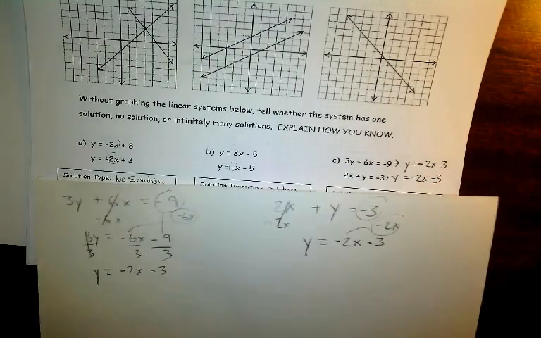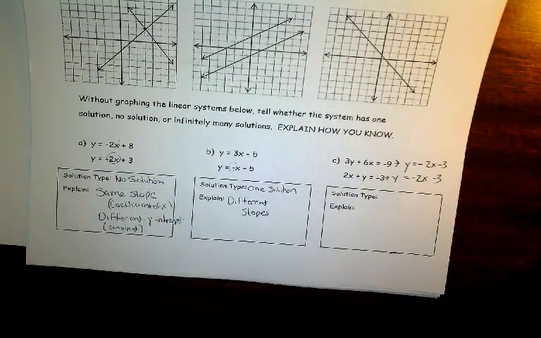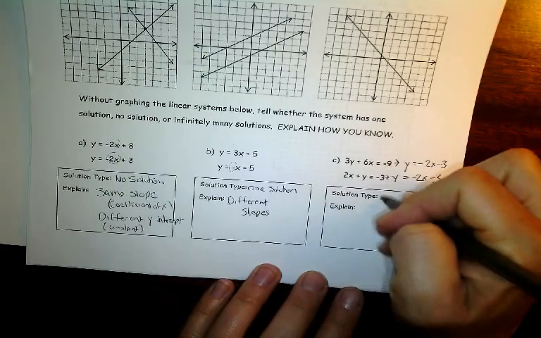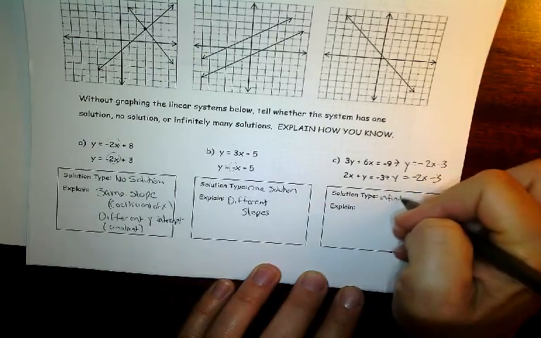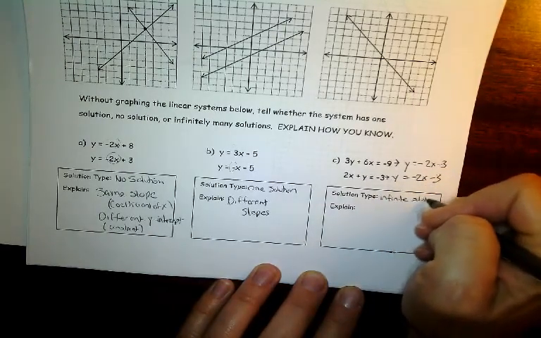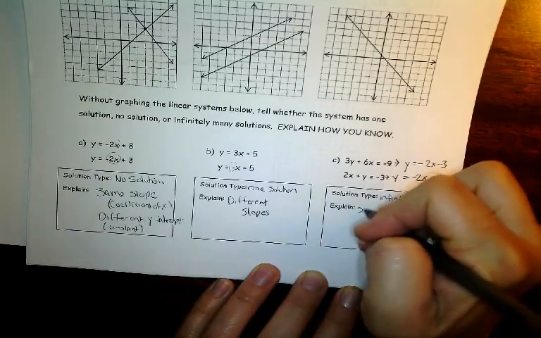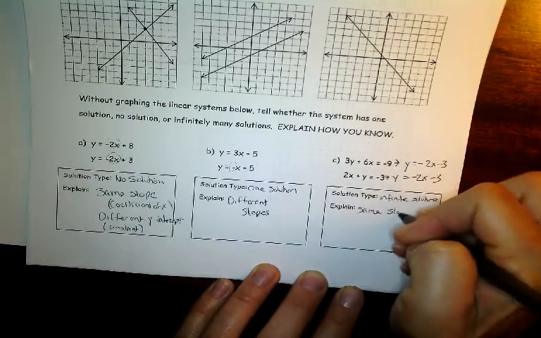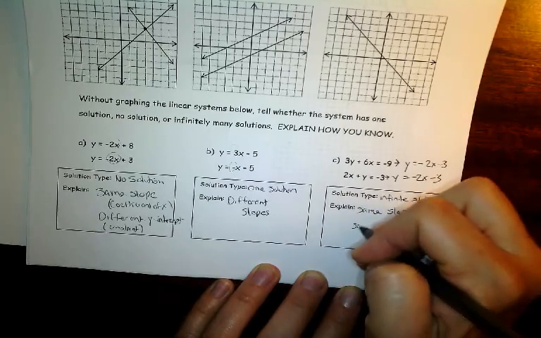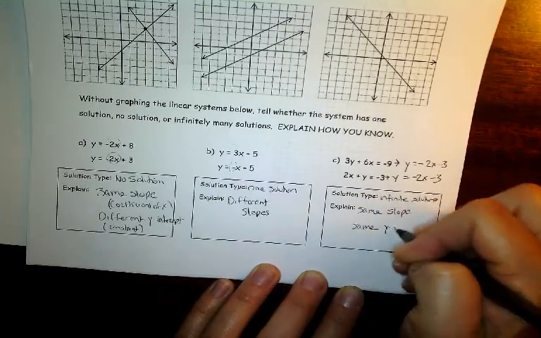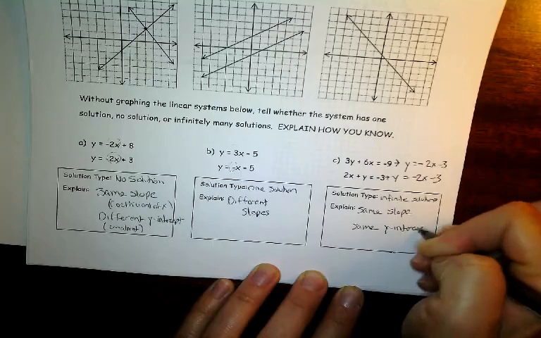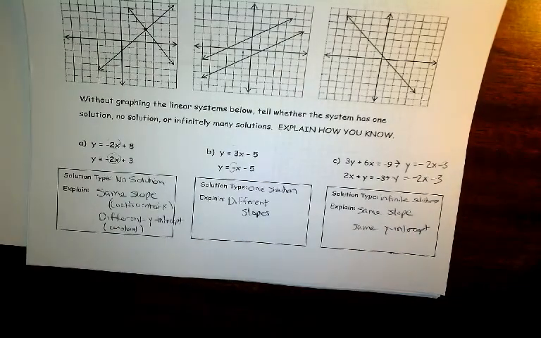They're the exact same line. So you're going to have infinite solutions, because they have the same slope and same y-intercept. Everything's the same. Makes sense, right? So we've already talked about this in class. This is just more of a formal way of writing it down into our notes.